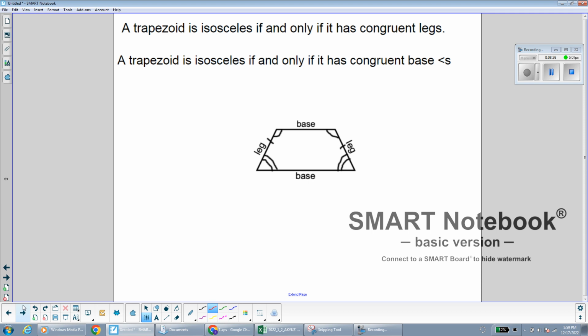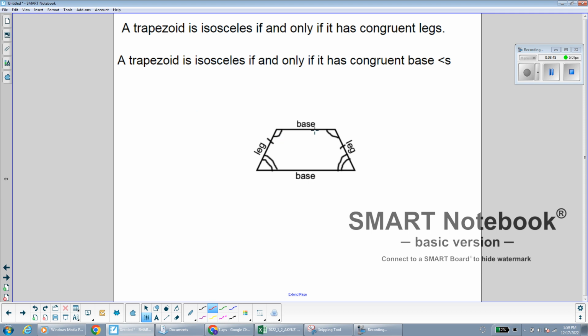Here we have a definition of what it means for a trapezoid to be an isosceles trapezoid. So a trapezoid is isosceles if and only if it has congruent legs. So if you take a look at this diagram of an isosceles trapezoid, notice that the two legs are marked as congruent. A trapezoid is isosceles if and only if it has congruent base angles.